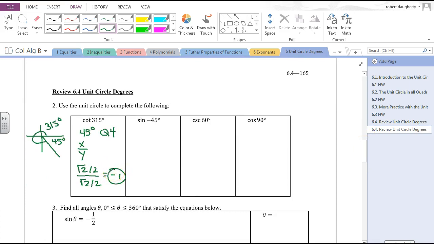Sine of negative 45. So this is a 45-degree angle in quadrant 4. The sine is just the y coordinate. So if you go to the unit circle, the y coordinate is square root of 2 over 2. And then in the fourth quadrant, the sine is negative.